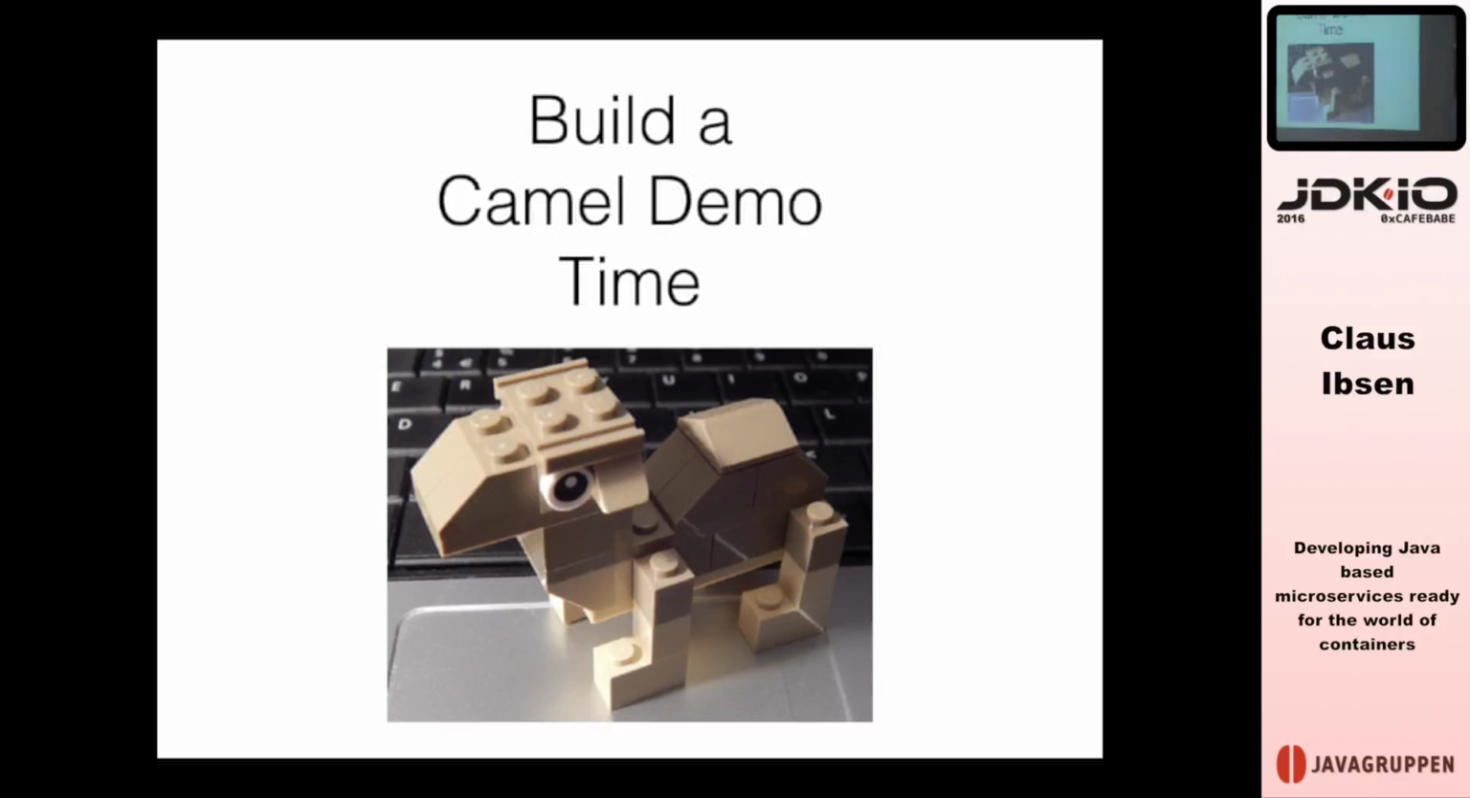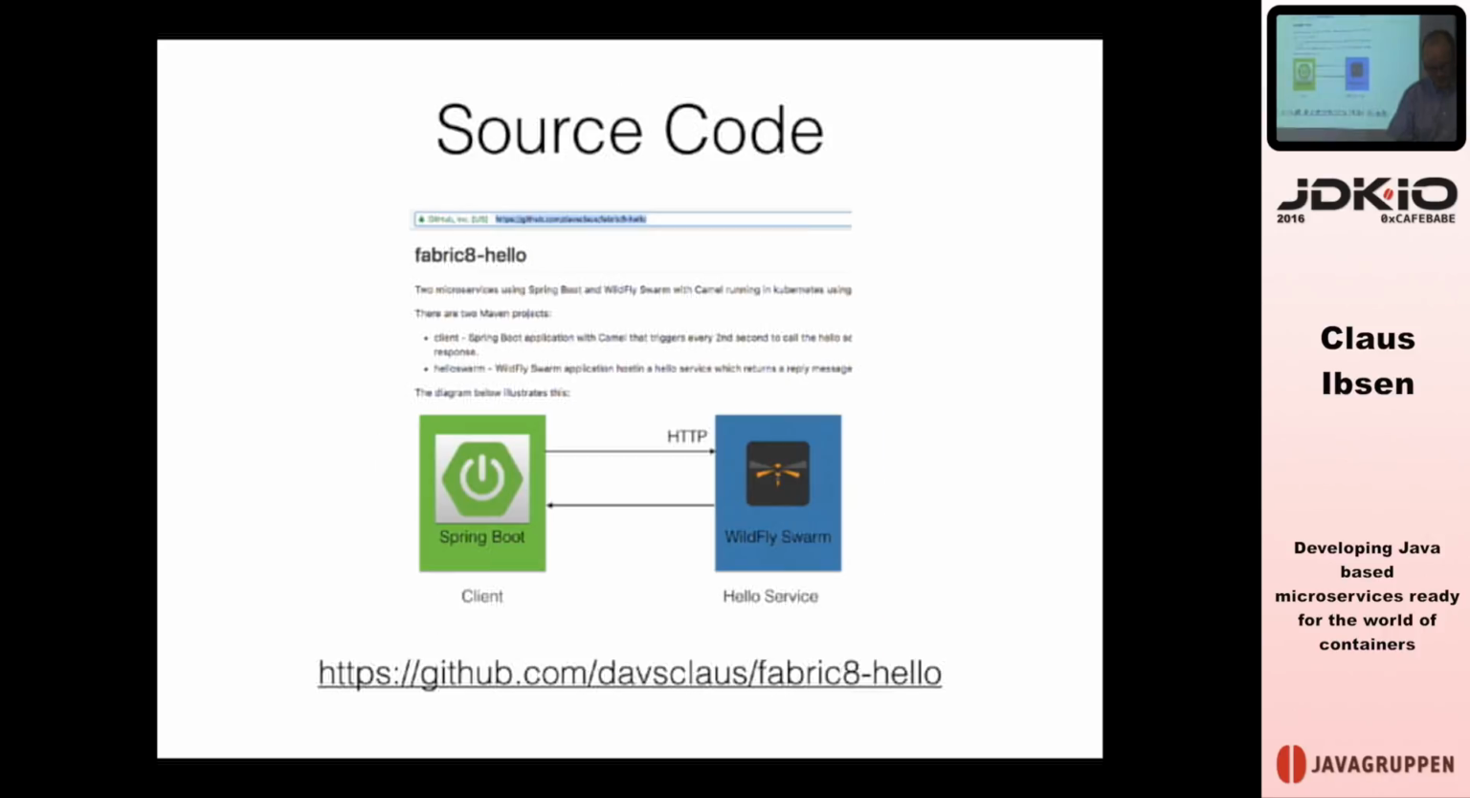So let's get going. Let's build something we can run as a container. And there's a nice camel here, a Danish camel, it's a Lego camel. So let's build something with that. I put the source code on my GitHub account. You can find it here, Claus fabricate hello.